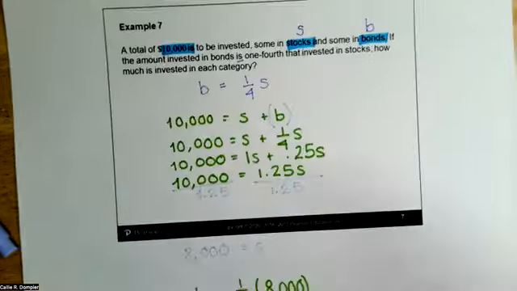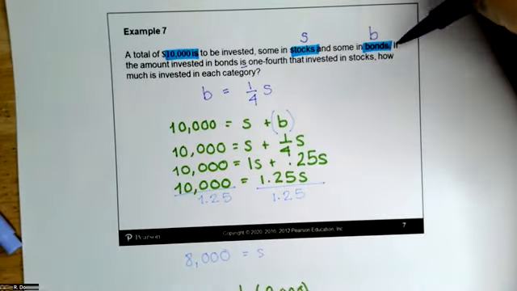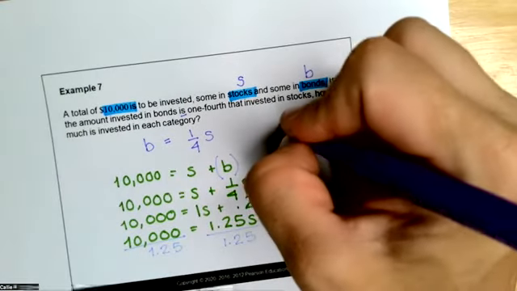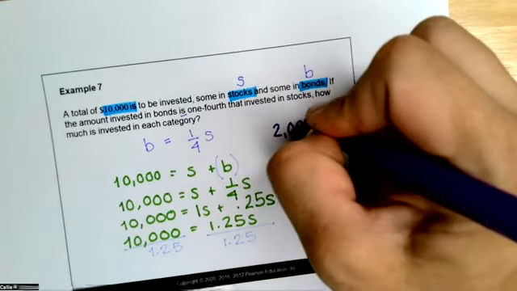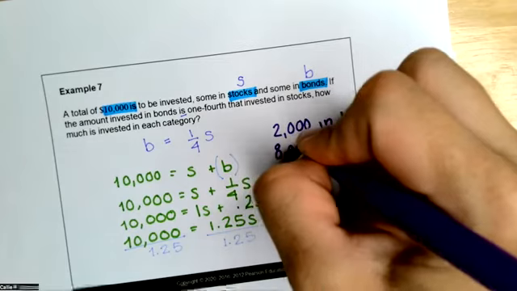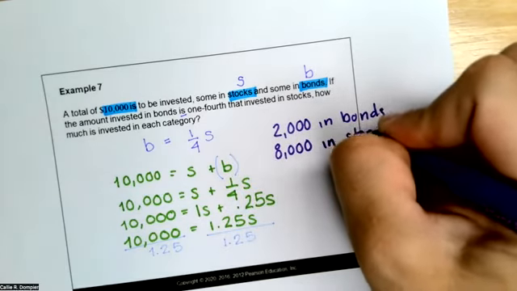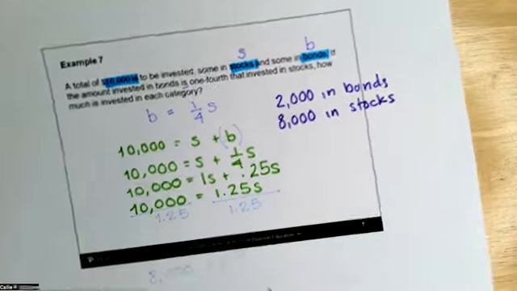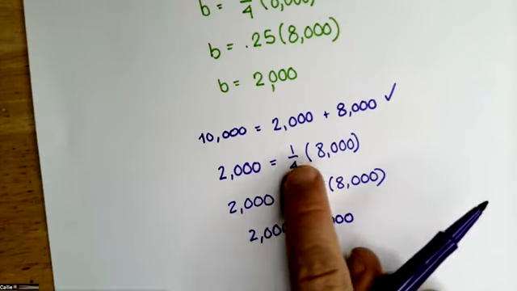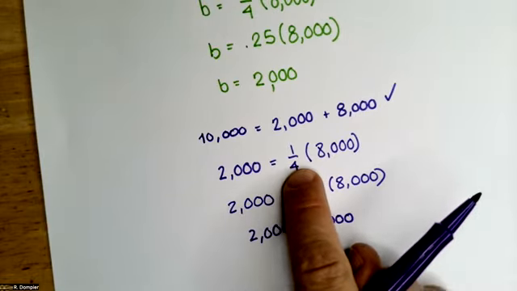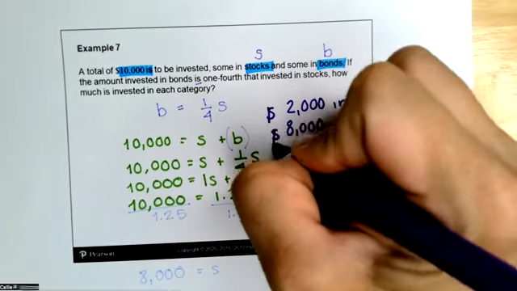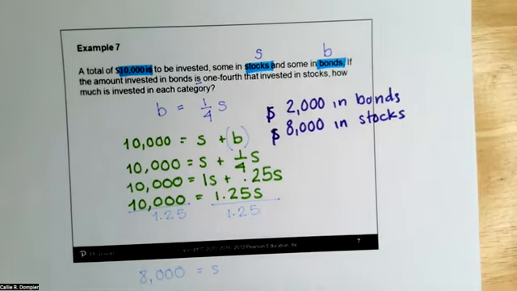Good. A total of 10,000 is to be invested, some in stocks, some in bonds. If the amount invested in bonds is 1/4 that invested in stocks, how much is invested in each category? So we said 2,000 in bonds, 8,000 in stock. Good. So it works with the $10,000 equation. It works with the 1/4 of the stocks equation, and it makes sense. I put $2,000 in bonds and I put $8,000 in stocks. That is plausible if I have $10,000.